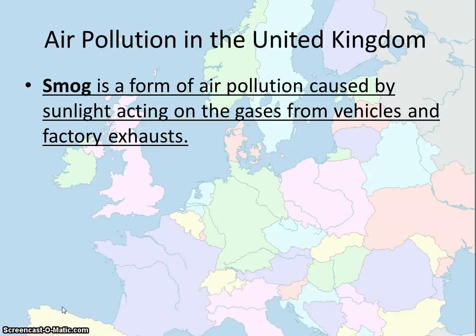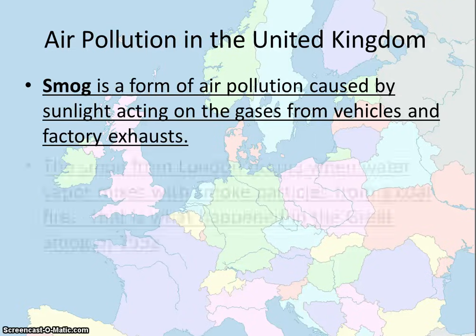Air pollution in the United Kingdom. Smog is a form of air pollution, and it's caused by sunlight acting on the gases. The gases come into the air mainly from the vehicles or cars that you drive and the factories that produce the goods that we use. Their emissions cause this type of air pollution.